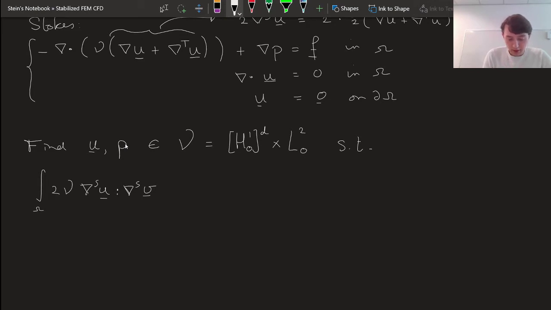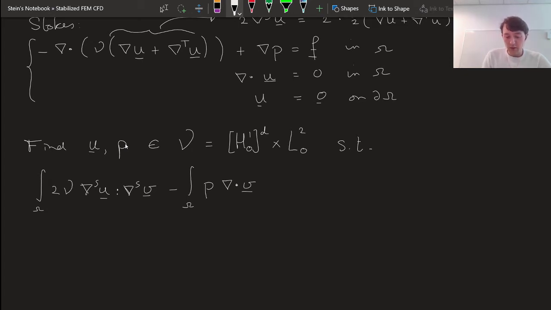Minus the integral over the same domain of p, since I've also applied the divergence theorem, the integration by parts, to this term, such that this ends up being p times the divergence of that test function v. Okay, so that's my first equation, the left-hand side.